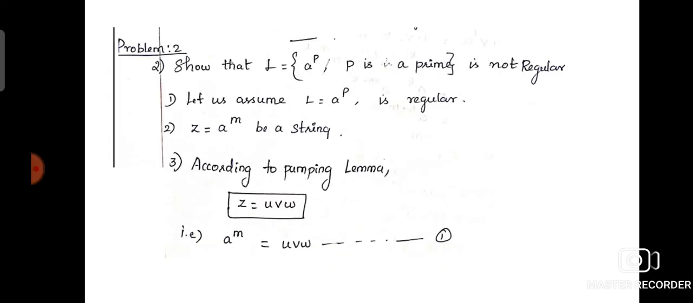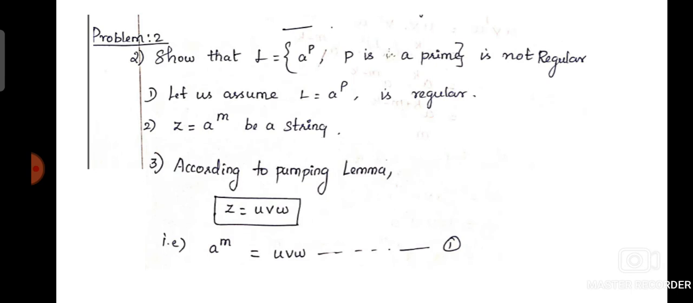And again we can see one more problem. Show that the language is not regular. The language is L equal to a power m, where m is a prime number. So in a similar way we have to write it in a step-by-step manner. Let us assume our language is regular.